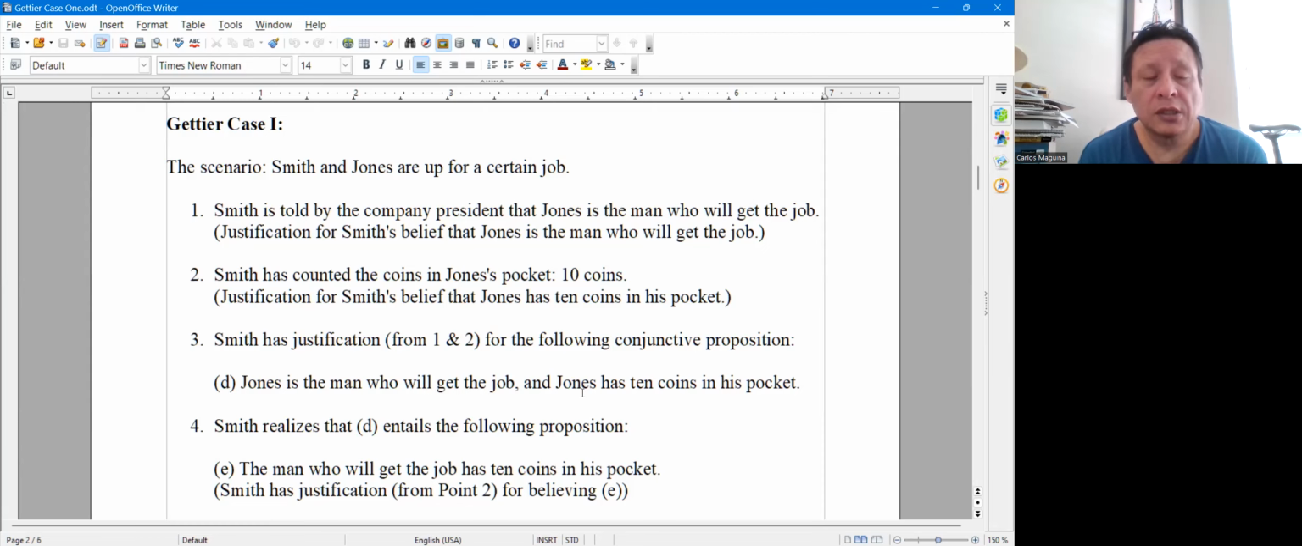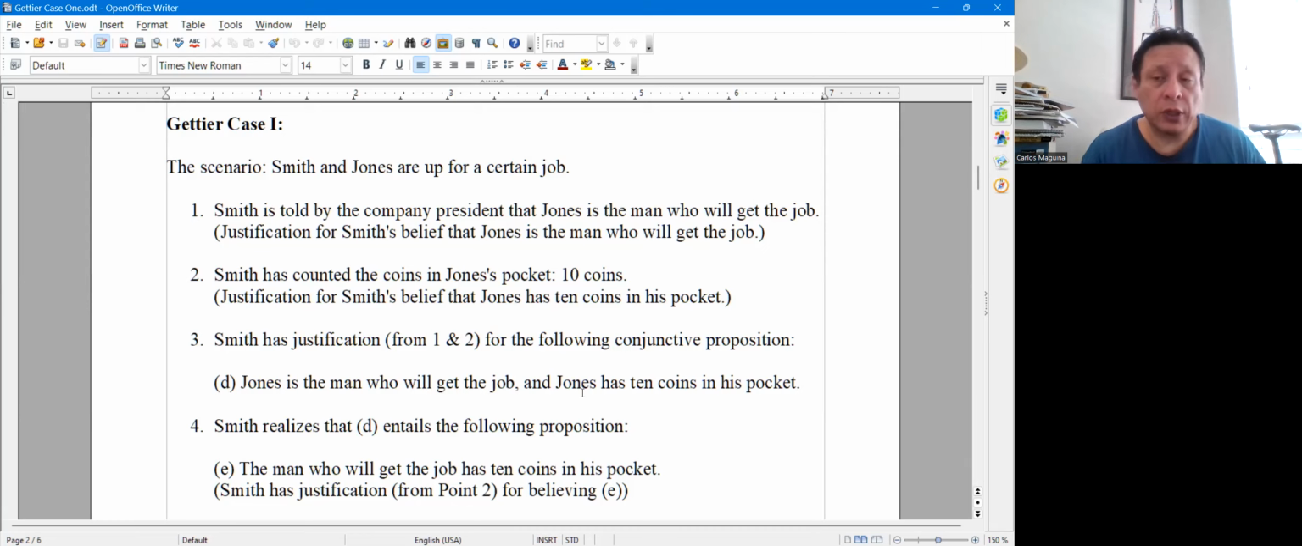Premise 2: Smith counts the coins in Jones's pocket. He has 10 coins. He counts 10 coins. So this is justification for Smith's belief that Jones has 10 coins in his pocket. Okay, so we have justification for two separate beliefs.